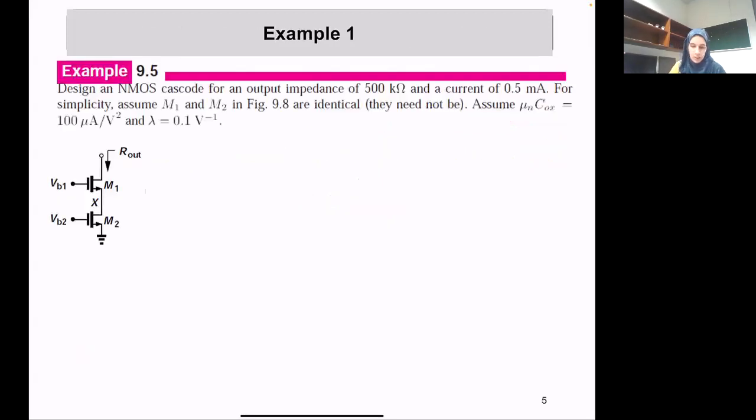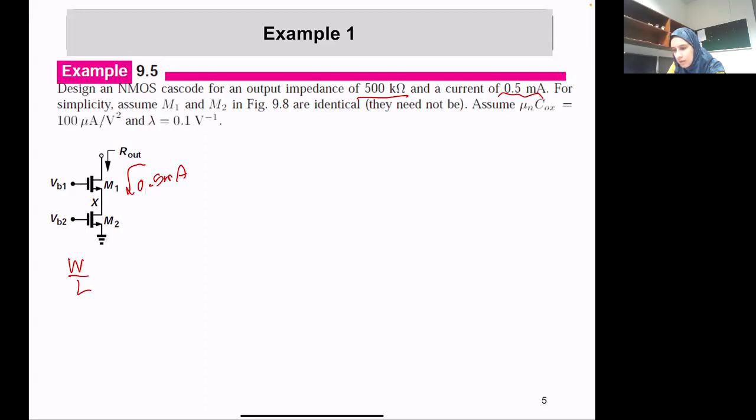We want to design an amplifier that gives us an output impedance of 500 kilo ohm. And we have a current here equal to 0.5 milliamp. We want to assume that M1 and M2 in this figure are identical. It means they have the same W over L. This is the meaning of identical here.